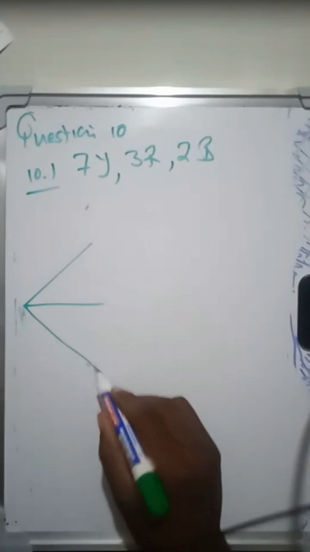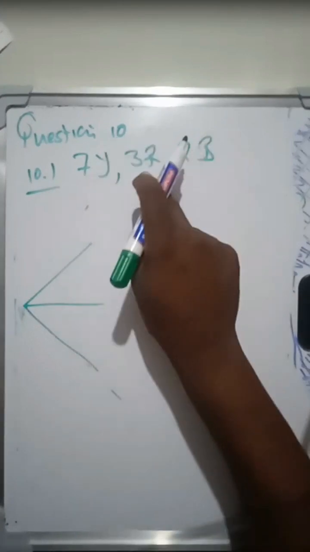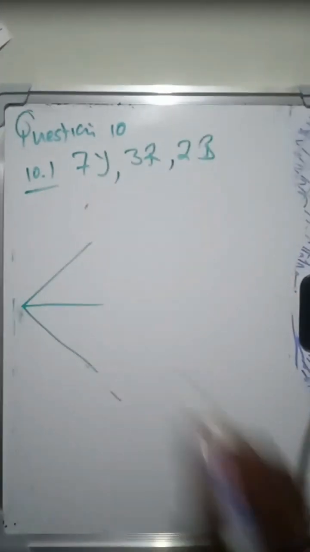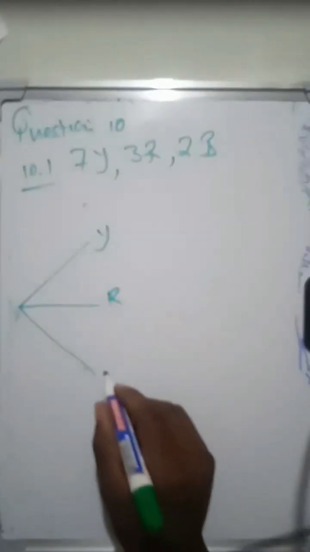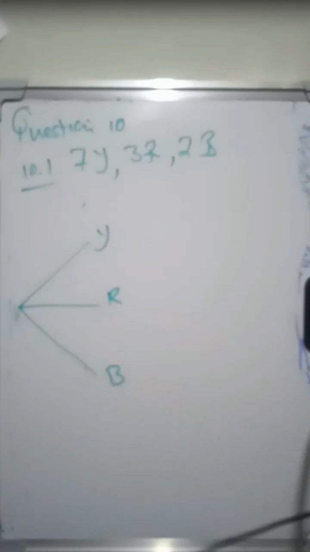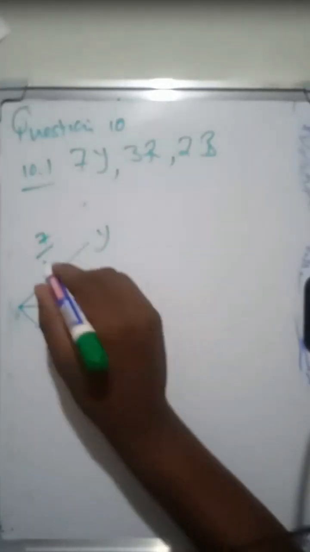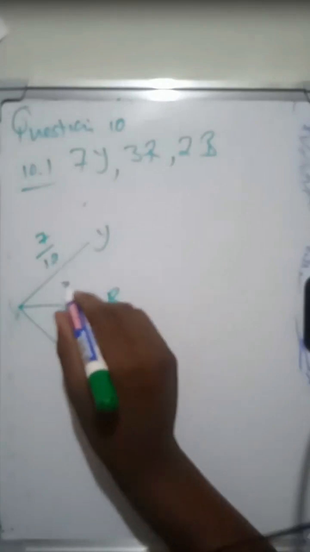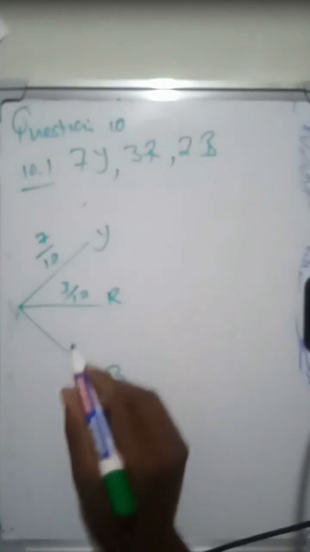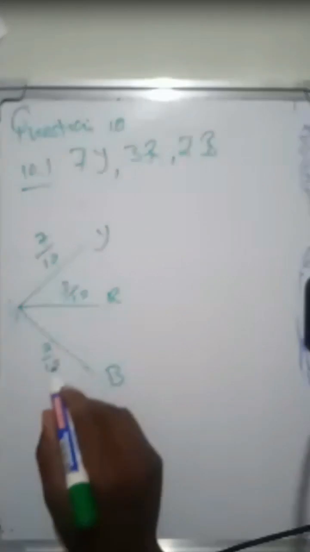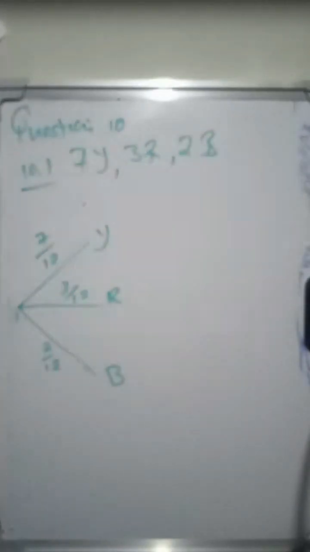It is having 7 plus 3, 10, 12 balls. So this one is going to be yellow, this one is going to be red, and this one is going to be blue. What are the probabilities? 7 over 12, 3 over 12, and 2 over 12. Okay?